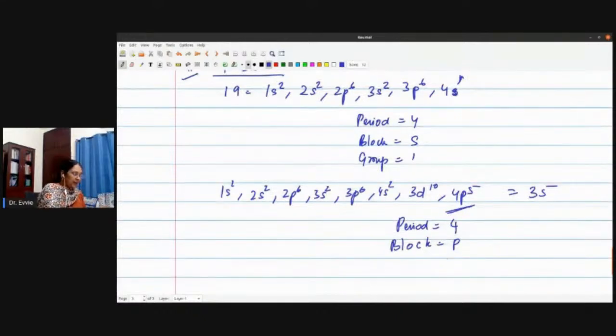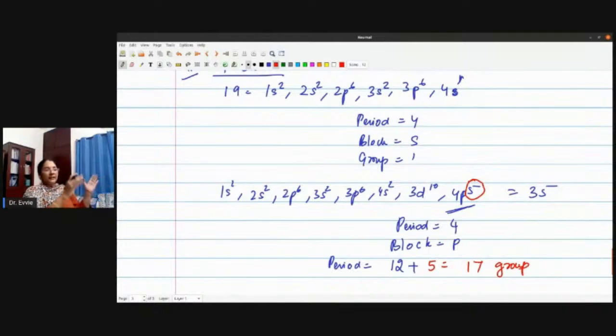So how do I find that? Okay. So the group number will always be equal to 12 plus whatever electrons you are seeing here in the P subshell. So here it is 5. So it belongs to the 17th group. Okay, I hope this is clear. So before that you have 12, right? Till the D block. So you have 12 plus the number of valence electrons will give you the group number. Okay, so this is also very easy.